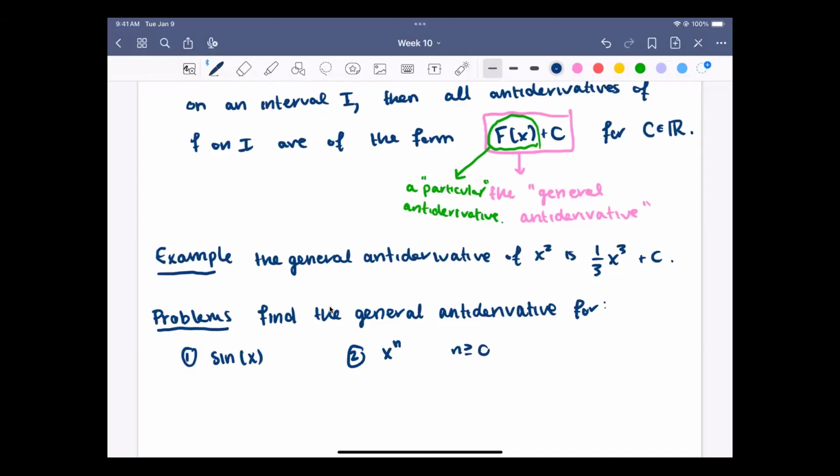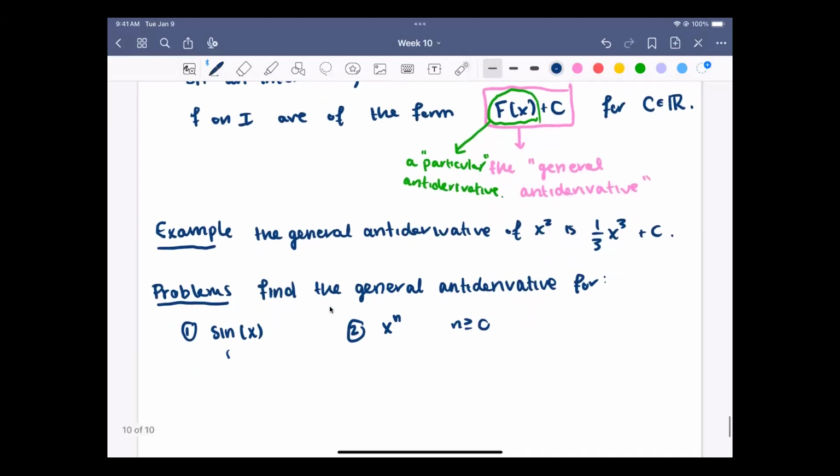Still thinking, or do you want to discuss the answers? Ready? Okay, sounds good. So what is the general antiderivative for sine x? Yeah, so this one is going to be minus cosine x plus c, right? Because when you take the derivative of cosine, you get minus sine, and so you have to multiply this by -1. And then what about for 2?